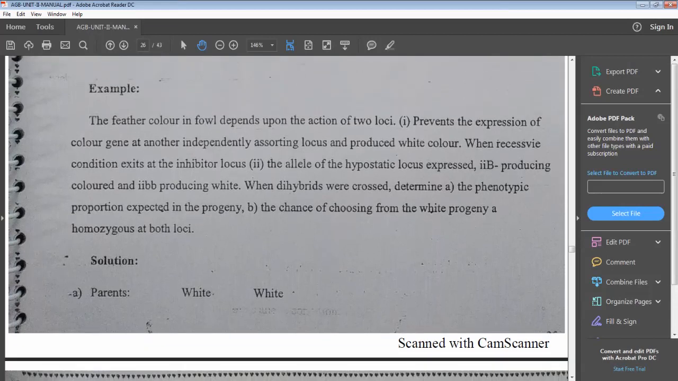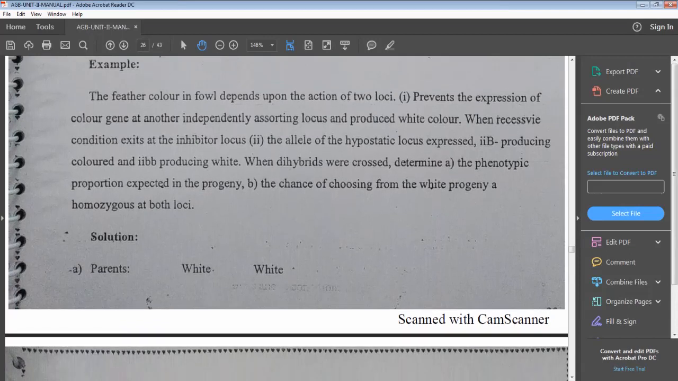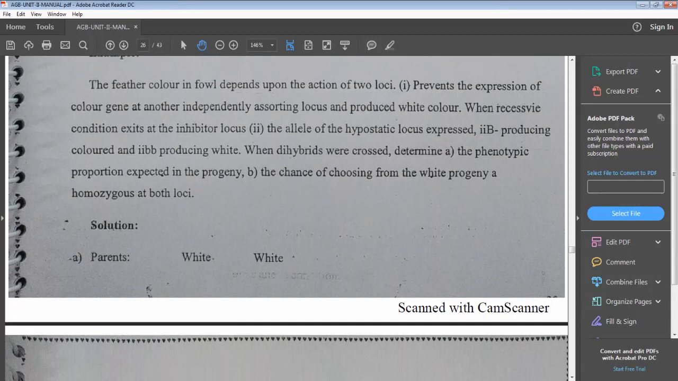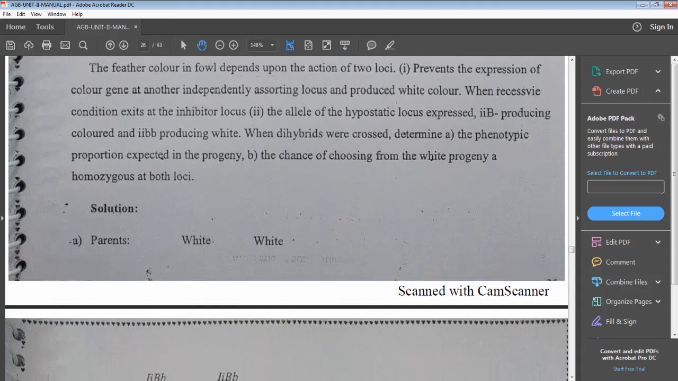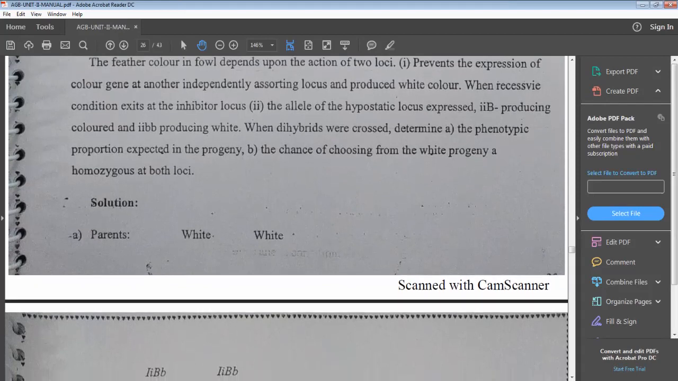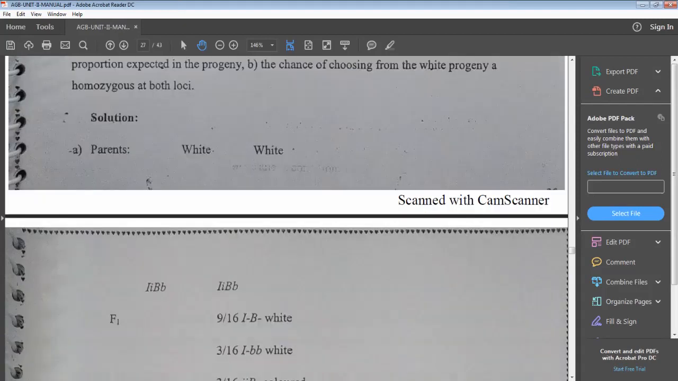One locus prevents the expression of the gene color of another independently assorted locus and produces white color. When the recessive condition is exhibited at the inhibitor locus, the allele of the hypostatic locus is expressed: IIB produces colored, and IIBB produces white. Okay, if at any locus this particular individual is having capital B, then only that individual will show the color. Otherwise, at every locus that individual will show the white color.